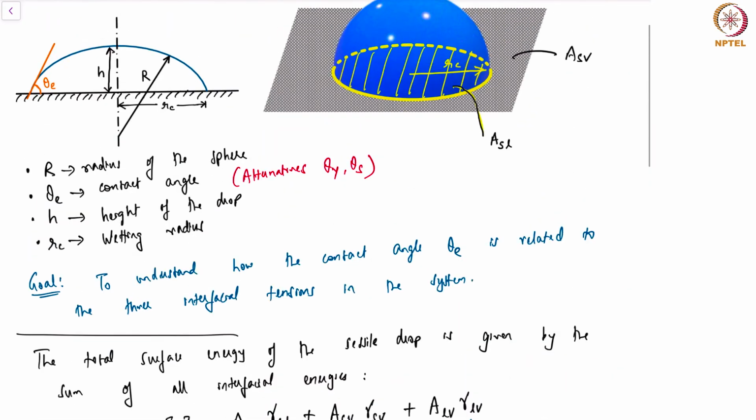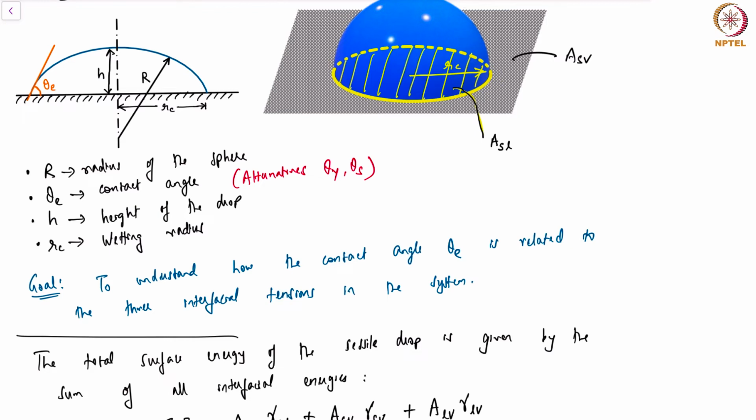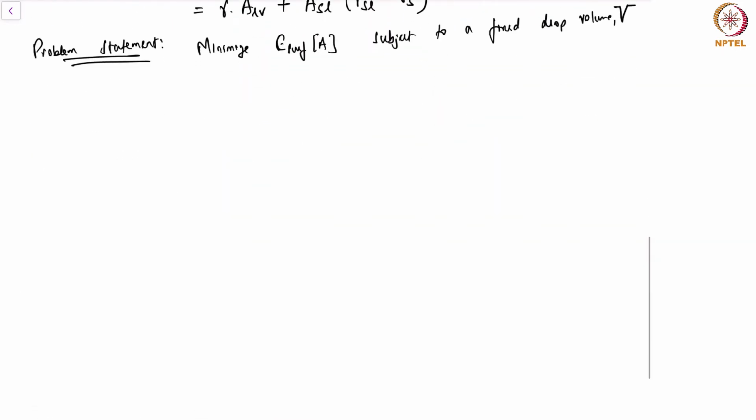So let's return to the picture that we have here. Because it's a spherical cap, I can use geometry to write down the expressions for all these quantities that are shown on the figure. That is, I can write down the expression for the small h, RC, and the volume, the surface area, the wetting area, all of this in terms of the radius of the spherical cap, capital R, and the contact angle theta E. So let's write down each one of them.